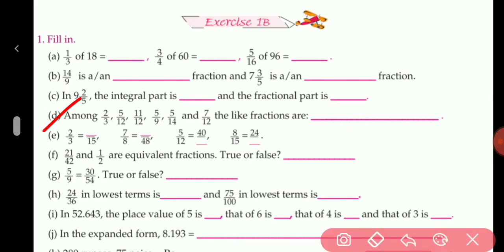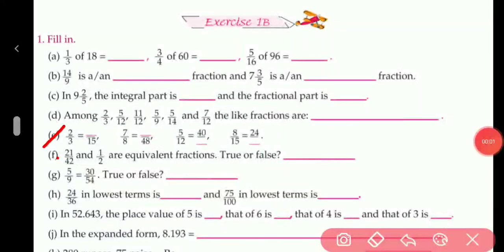In D part, among 2 upon 3, 5 upon 12, 11 upon 12, 5 upon 9, 5 upon 14 and 7 upon 12, the like fractions are, first we have to know what are the like fractions. The like fractions are those which have same denominator. Denominator means the lower part of the fraction. So we can look here, this and this. They have same denominator. So they are the like fractions. We have to write them here.